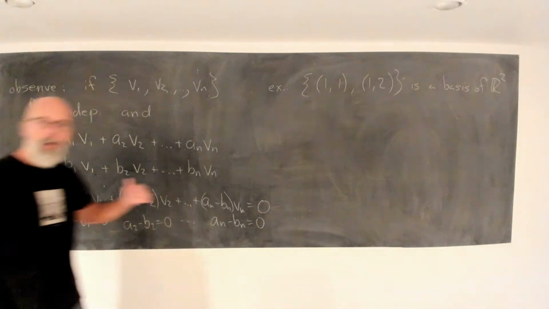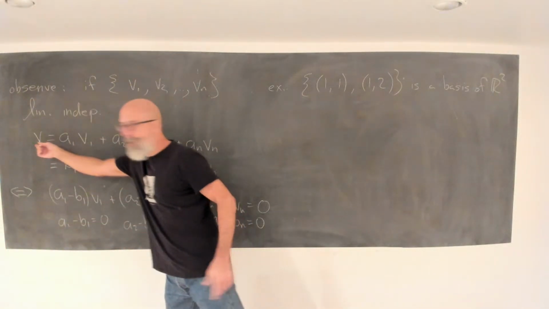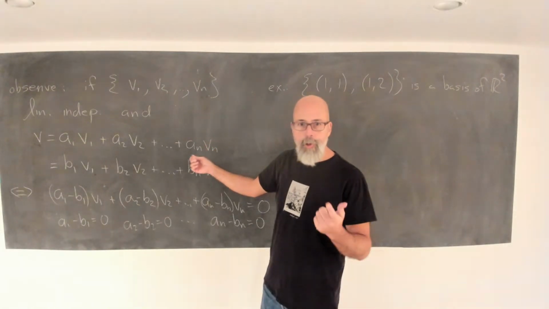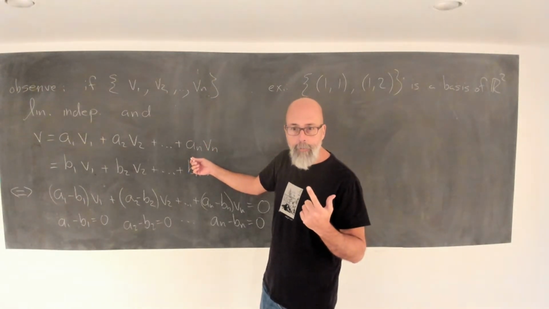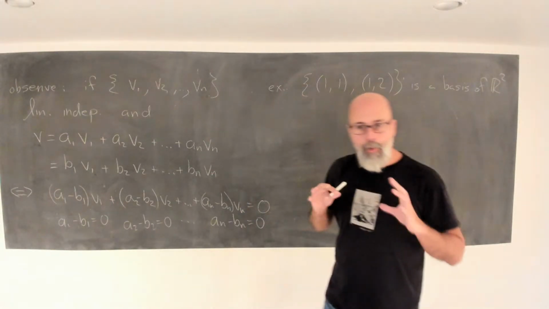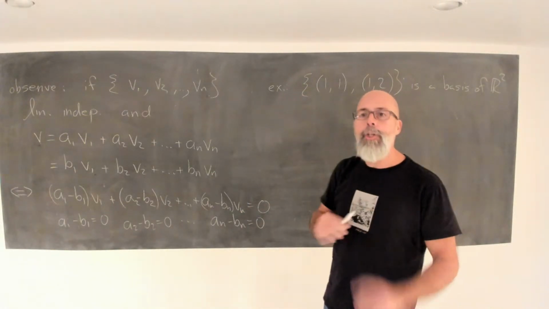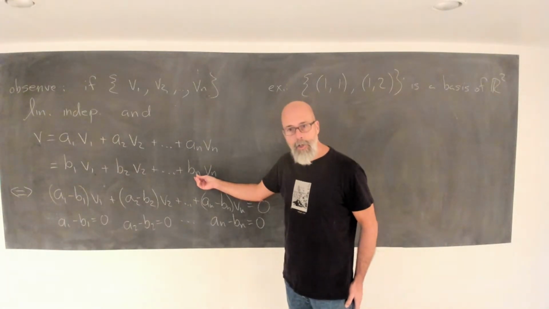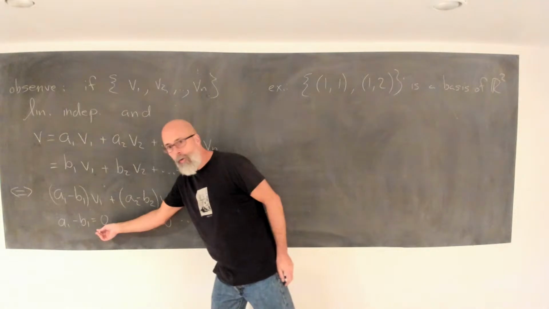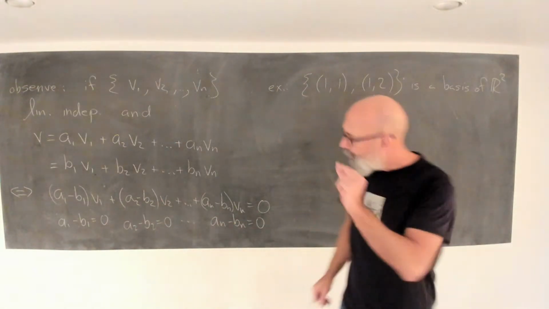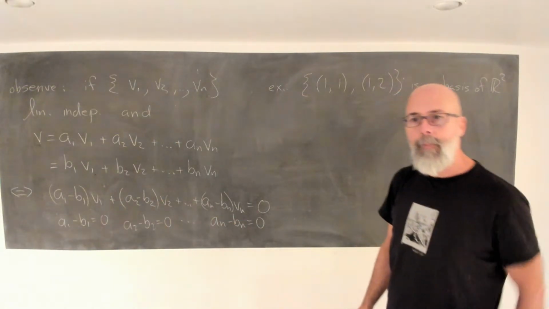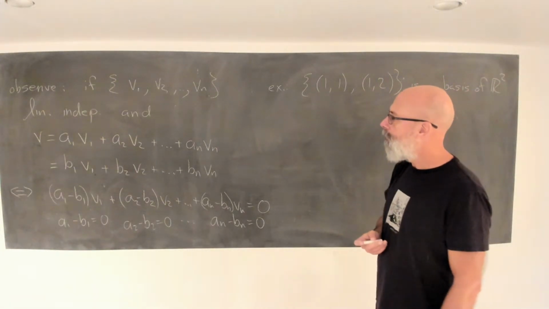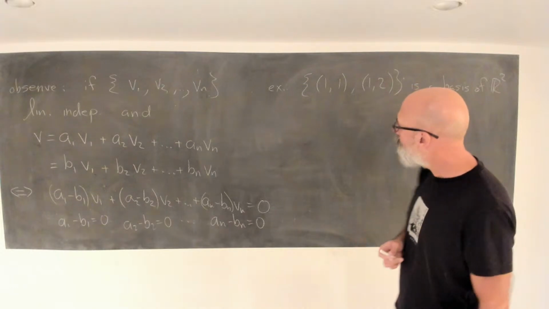So I'm suggesting if you can express a vector as a linear combination of the vi's, then there's only one way this can be done. In other words, the representation is unique. The linear combination is unique. If you can express it one way and you can express it another way, it turns out that the coefficients have to be the same. So there was only one way to express it to begin with.